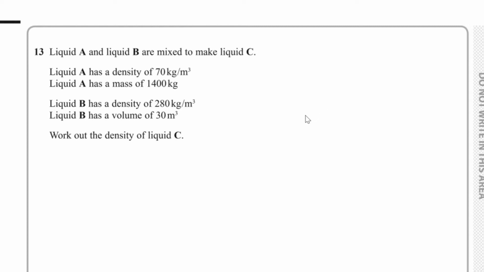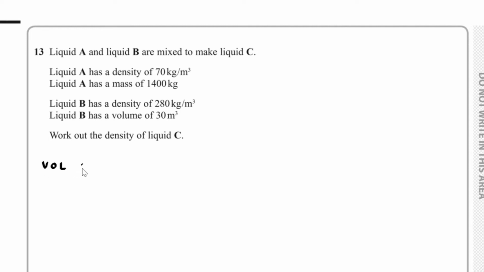Question number 13. Liquid A and liquid B are mixed to make liquid C. Liquid A has a density of 70 kilograms per meters cubed. Liquid A has a mass of 1,400 kilograms. Liquid B has a density of 280 kilograms per meters cubed. Liquid B has a volume of 30 meters cubed. We have to work out the density of liquid C. So, the first thing we can do, given information about the density and the mass, is find out the volume of A.